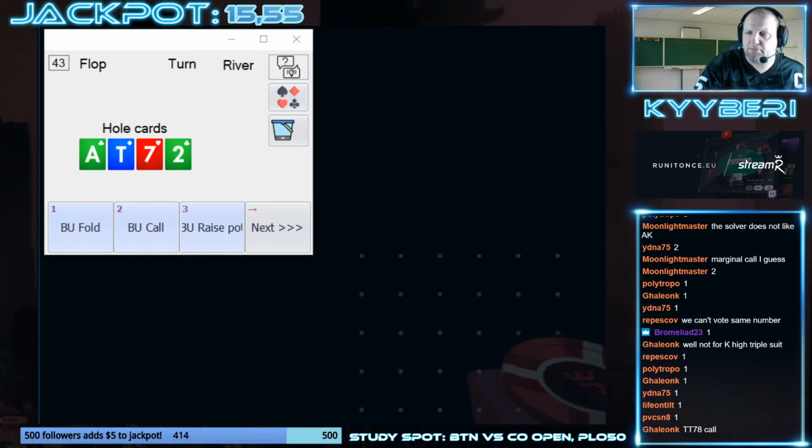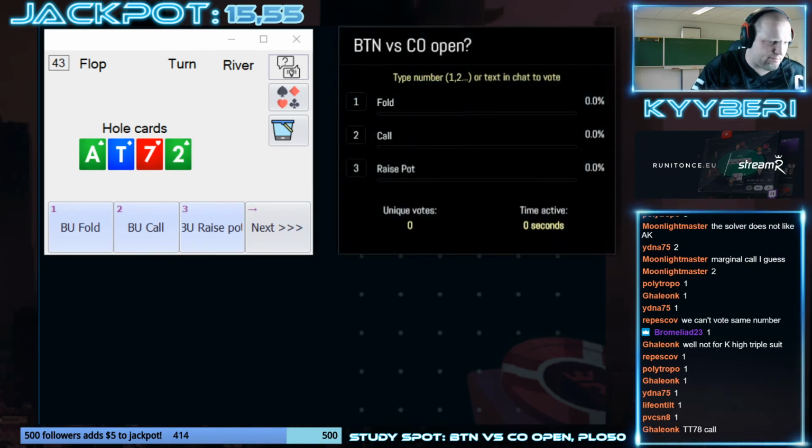And now I can't remember what the solver did with these crappy suited ace hands. And we have had these kinds of hands a lot of times today.